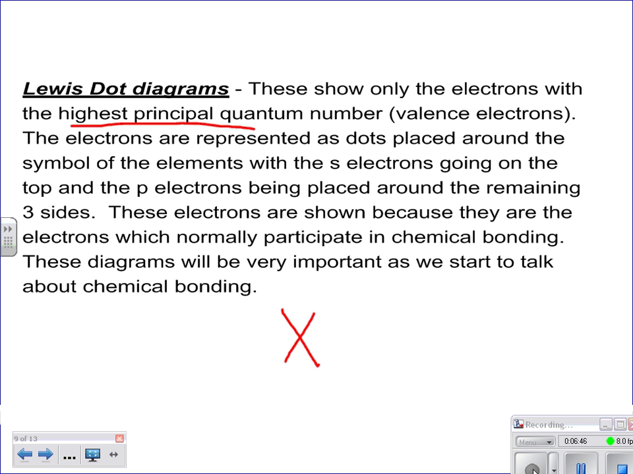Remember where those are on the periodic table. You've got your S and your P. That's your main group or representative group. They'll never come from the D block or the F block.